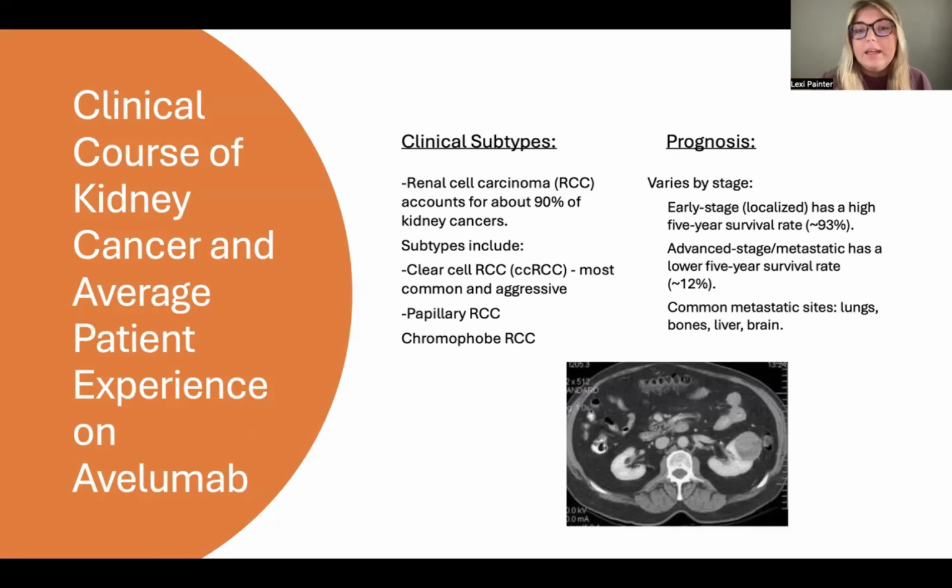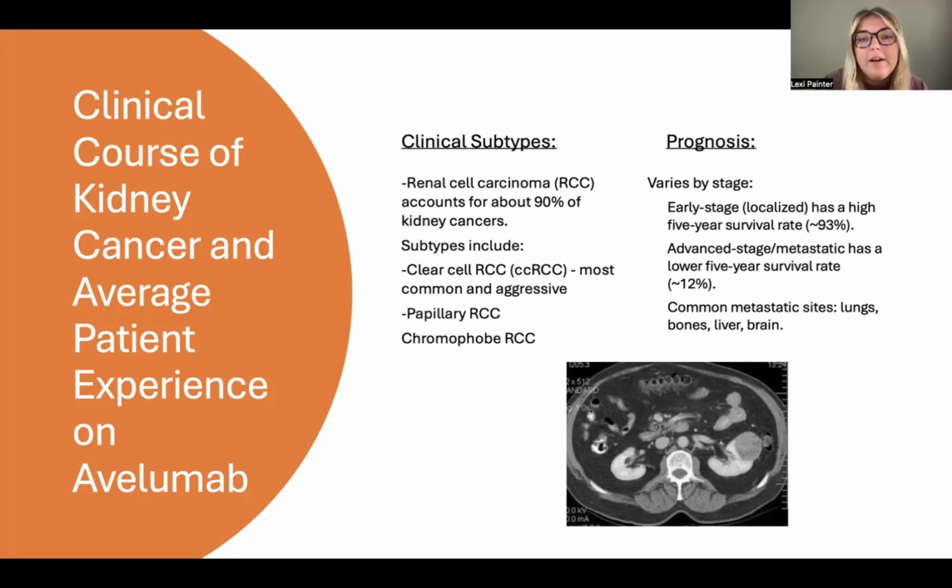Kidney cancer primarily includes renal cell carcinoma, which accounts for about 90% of cases. And RCC has several different types, including clear cell RCC, which is the most common and the most aggressive subtype. But other subtypes include papillary RCC, chromophobe RCC, and many others.